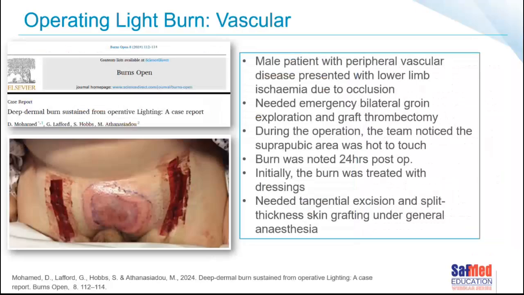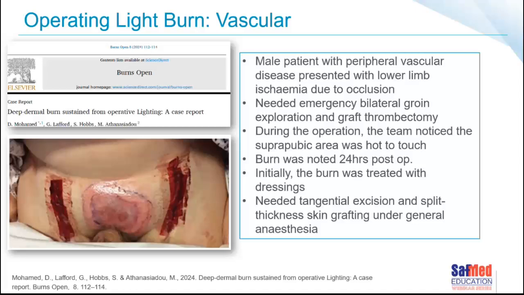So in this vascular-based procedure, they had a male patient that presented with lower limb ischemia due to occlusion. So it's a patient who had peripheral vascular disease, important to bear that in mind. The patient needed emergency bilateral groin exploration and obviously a thrombectomy. During the operation, they did notice that the suprapubic area was quite hot to the touch. And then 24 hours post-op, they noticed the burn.